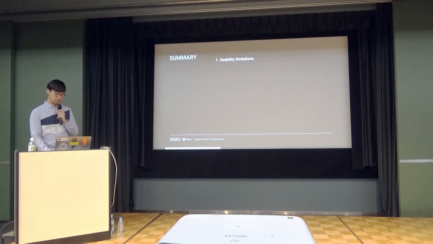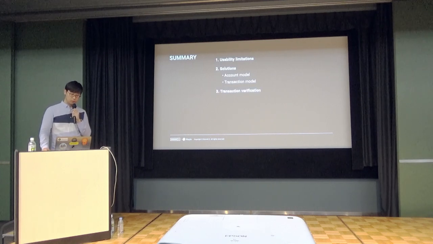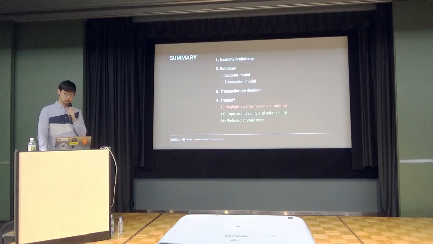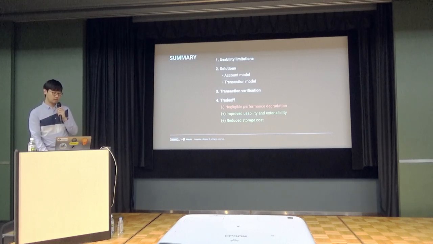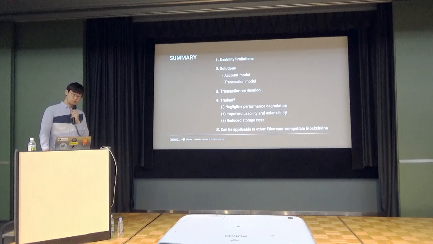So let's summarize my presentation. We found several usability limitations, such as immutable private keys and the lack of a multi-sig mechanism, and so on. And we found solutions by extending the account model and transaction model. Also, due to the change of these models, we had to change the transaction verification mechanism, which incurs slight overhead compared to Ethereum. But we get a trade-off. There is a slightly negligible performance degradation, but we get more benefits of improved usability and extensibility, and we also reduce storage cost. So I hope that this extension and these new models can be applicable to other Ethereum-compatible blockchains or Ethereum itself.